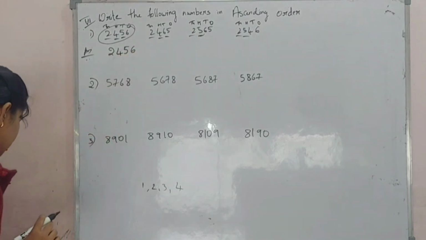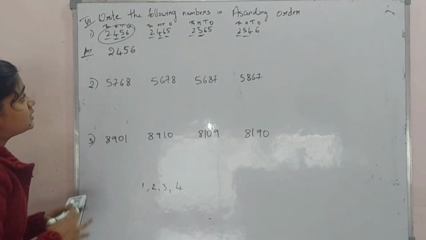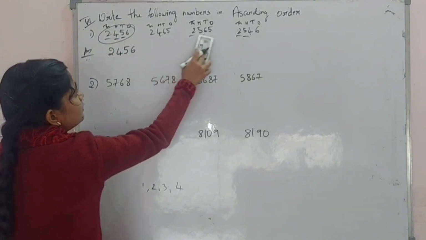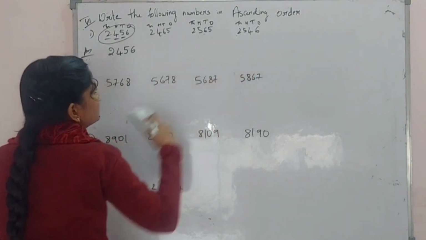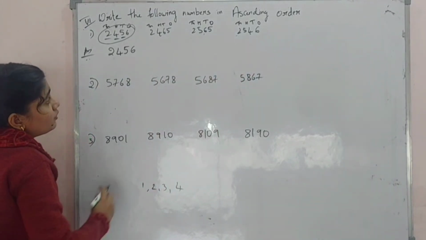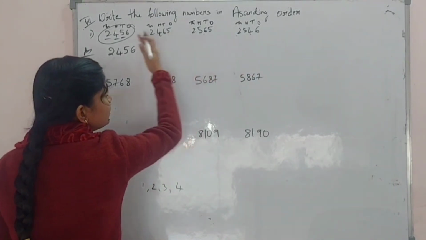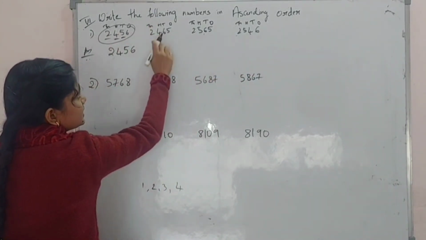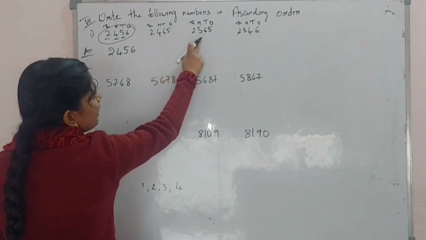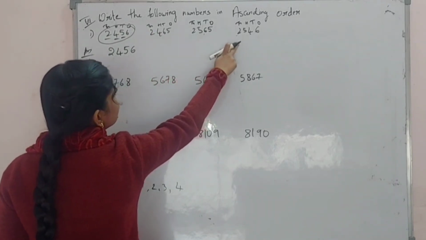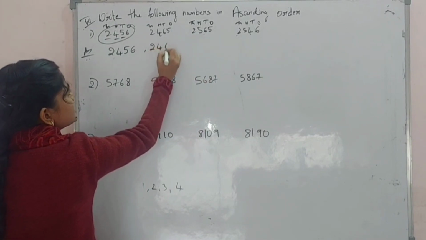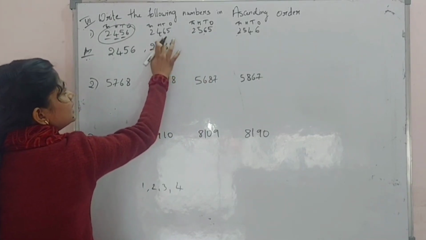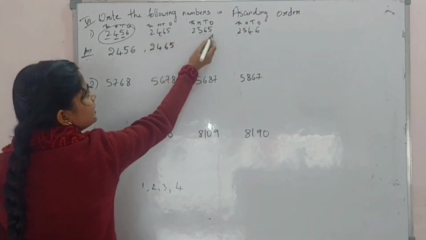Correct. Next, the same principle we have to follow. Anyhow we have the same number in the 1000 place, so leave that. Check with the 100 place. We have 4 here, and 5 here, and 5 here. So which is the smallest number? This one will be the smallest, because 4 is smaller than 5.